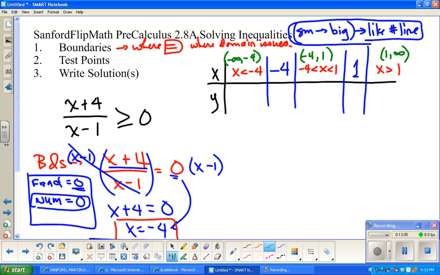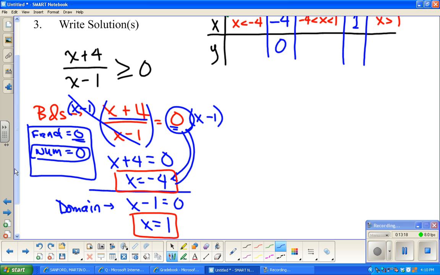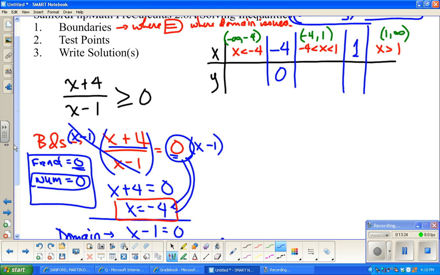Okay? Now, we need to also write down which values made this equation equal to 0. Negative 4 itself made it equal to 0. 1 didn't make it equal to 0. 1 made the denominator equal 0, which makes this whole thing undefined. Okay, so I'm going to make a note here for 1 that it makes it undefined. Okay, so now what we're going to do is test points.